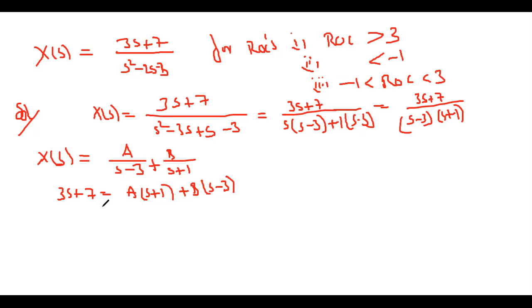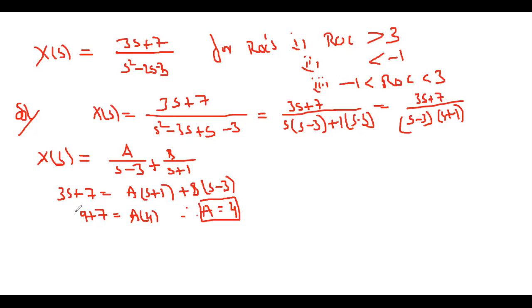Now we can substitute s is equal to 3 in this equation. S is equal to 3 means b is 0. 9 plus 7 is equal to a into 3 plus 1, which is 4. 9 plus 7 is 16. Therefore, a is equal to 16 by 4.